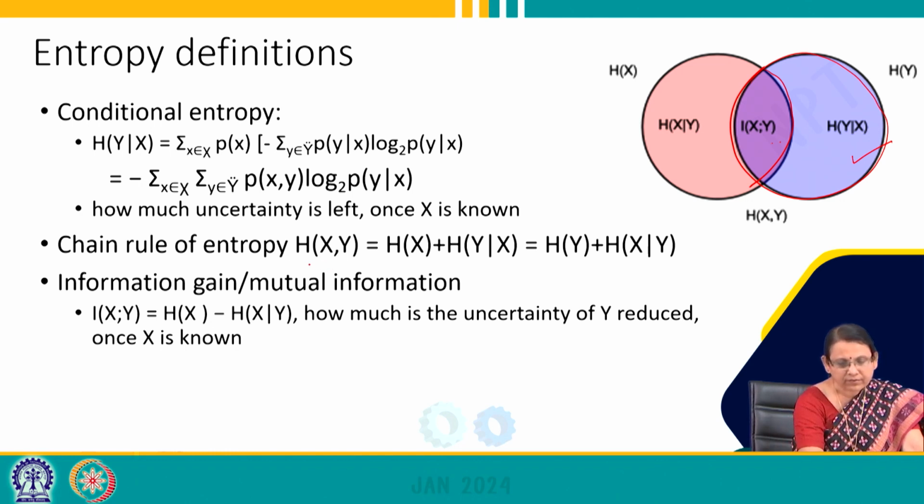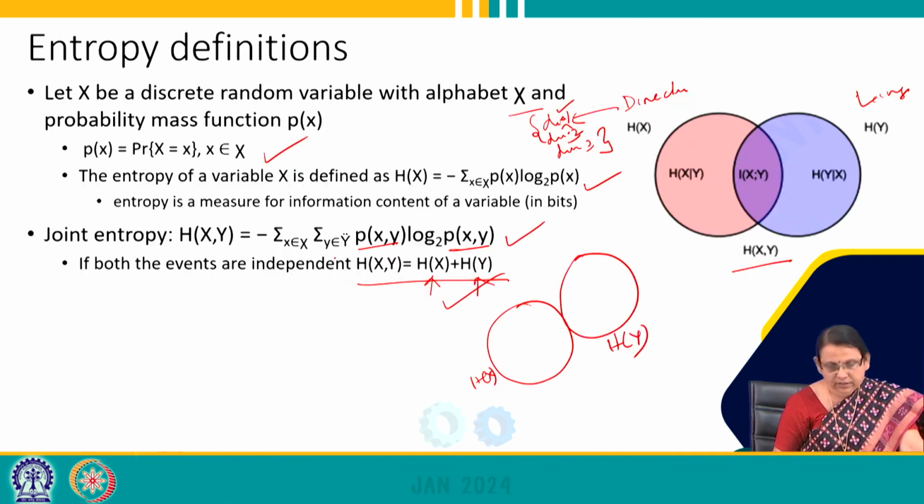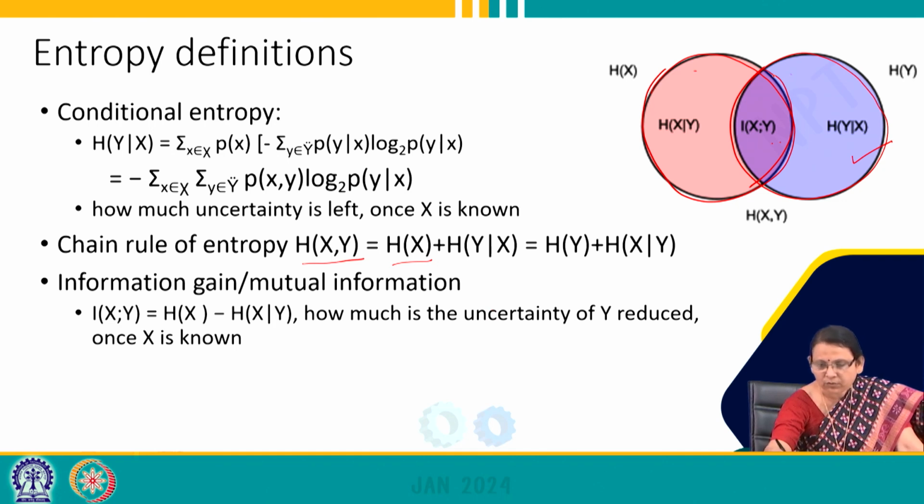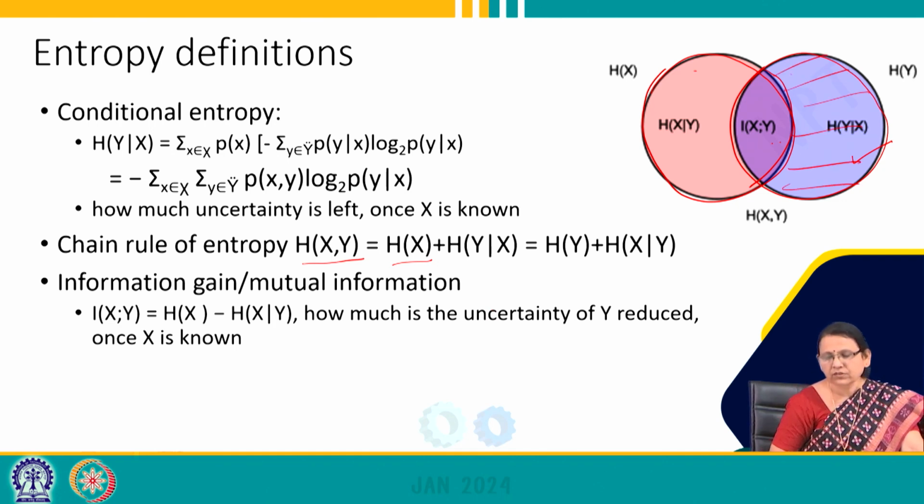By the chain rule of entropy, let us go up, this was the joint entropy. This joint entropy of X, Y is H of X. H of X is what? This full circle. And H of Y given X is what? This part. This together makes the joint. Otherwise, you can also present it first taking the Y, that is this circle, then taking this one.